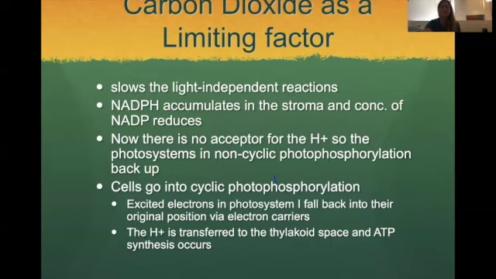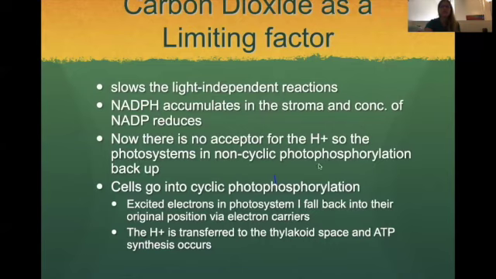Carbon dioxide is a limiting factor here. It slows the light-independent reactions. NADPH will accumulate in the stroma, and the concentration of NADP reduces. Now, if we have no acceptor for that hydrogen plus, the photosystems in non-cyclic photophosphorylation back up.